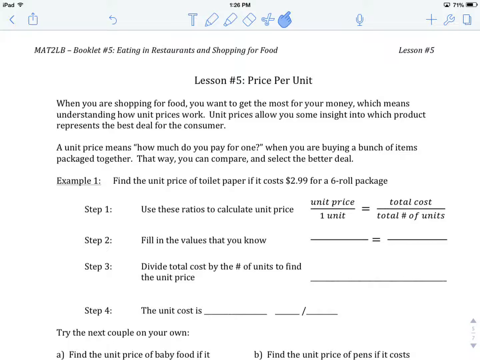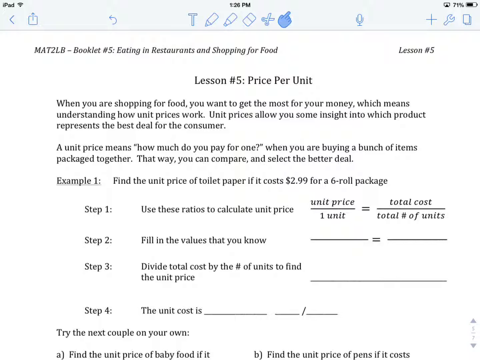So now we're stepping a little bit away from eating in restaurants and talking a little more about shopping for food. So this would be purchasing food that you would want to come home and prepare on your own or for yourself. And this lesson, which is price per unit, details exactly how to go about determining if you're paying the best price for items that you buy in multiples bigger than one.